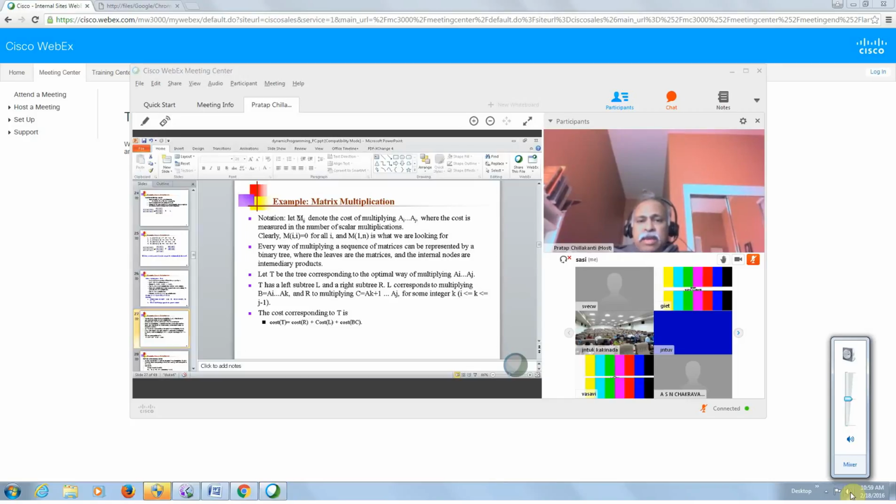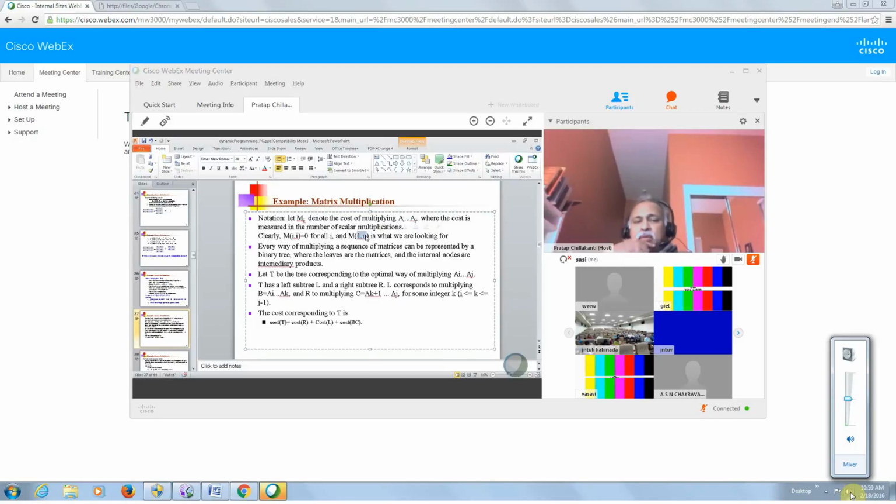Okay, when I say Mij, that is the cost of multiplying Ai to Aj. Okay, and then we are saying the cost is measured in terms of the scalar multiplications. If i equals j, meaning Ai, then there is no multiplication, it's 0 by default. What we are looking for is to multiply 1 to n, different matrices, where n is greater than 1.